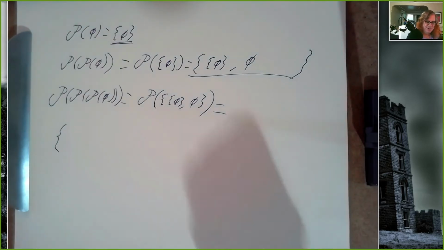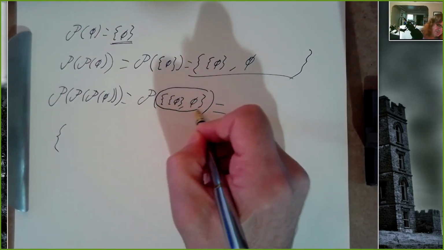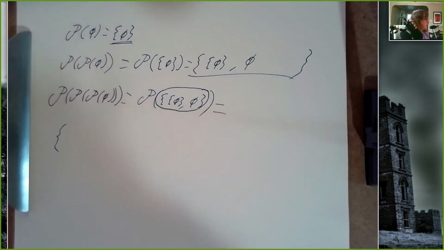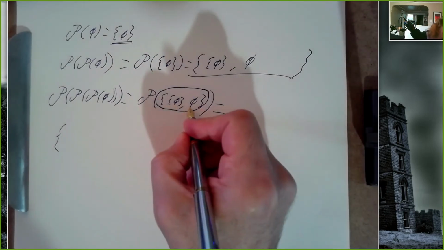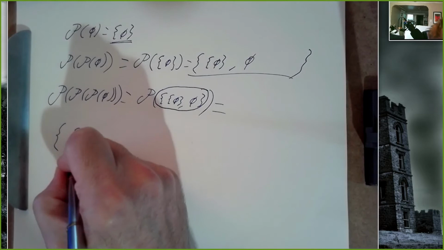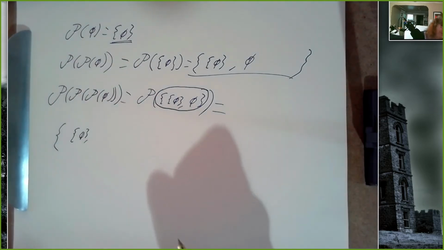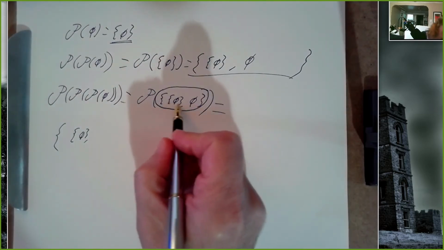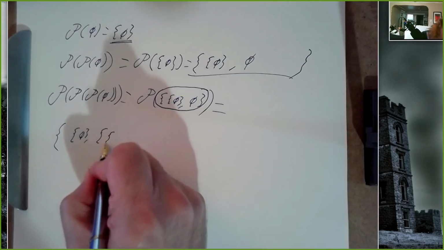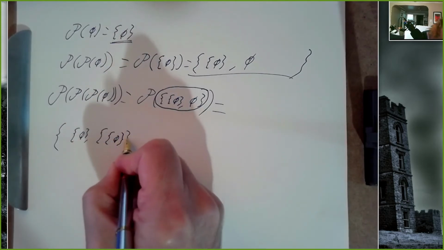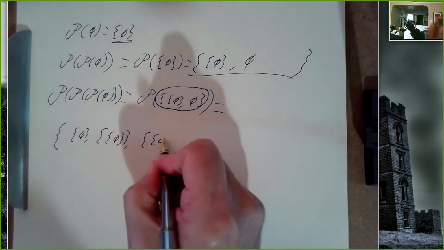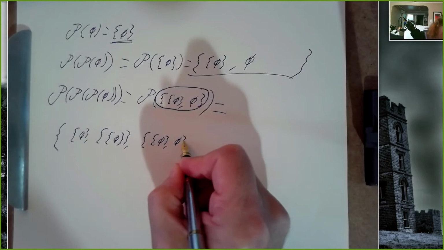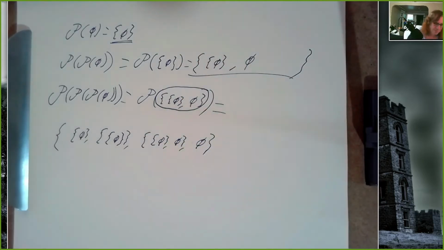And now we can list all the subsets of this thing. And I won't make you type them out, but what are the possible subsets here? Well, there's the singleton set containing just this element here. There's a singleton set containing just this first element. There's the original set itself. And there's the empty set.